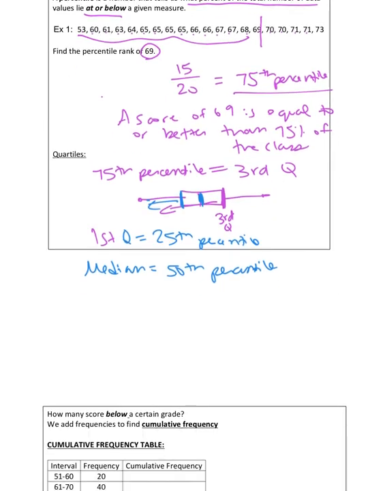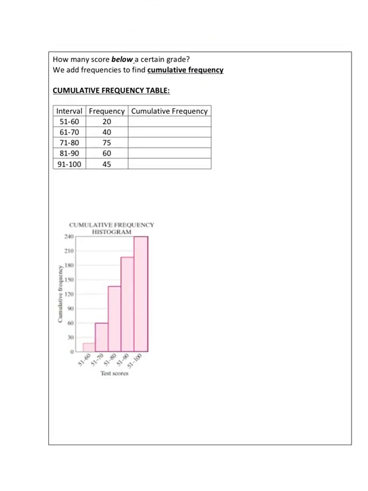Okay, moving on, we're going to look also at the idea of cumulative frequency. A cumulative frequency table basically adds the frequencies that came before it. So if you look at this table, how many kids scored between 51 and 60 on a test? 20. So I'm going to put a 20 here. But then 40 kids scored between 61 and 70. So in the next row of cumulative frequency, you would put 60. You add the 40 plus the 20 kids that came before it. This represents the number of kids who got a 70 or below.